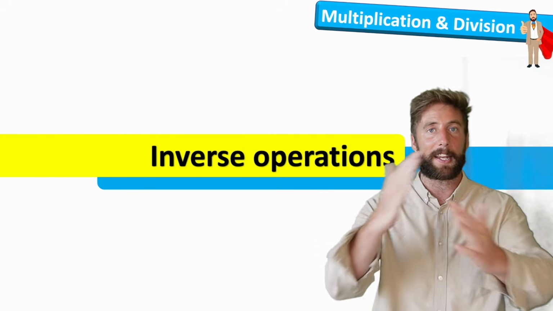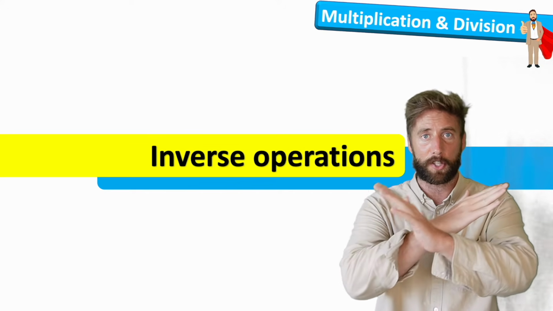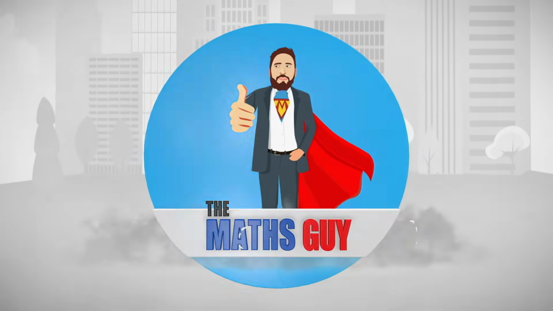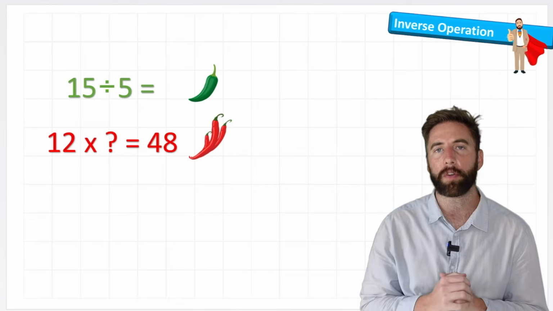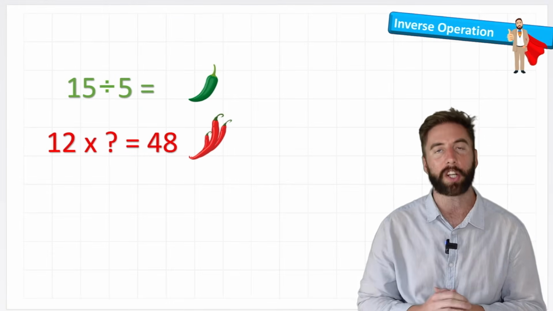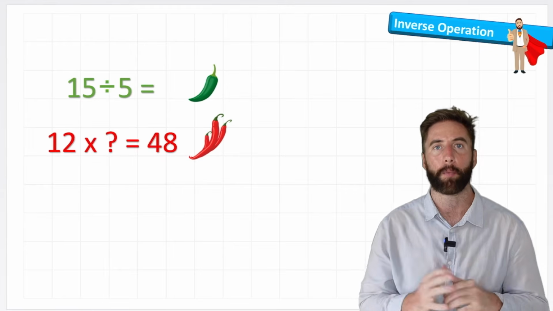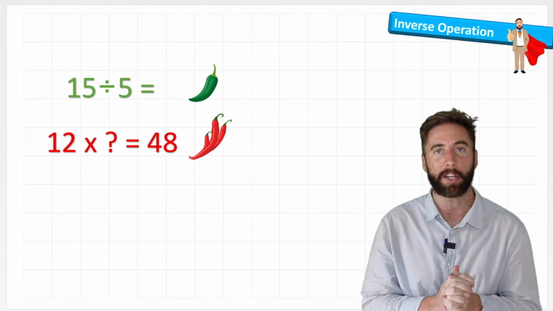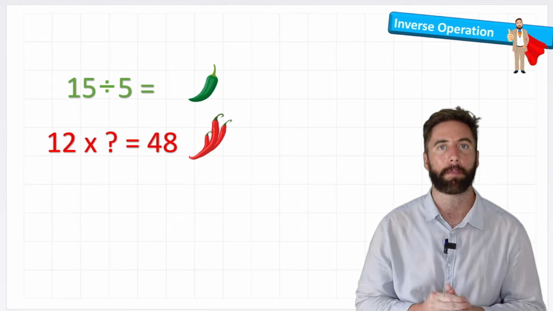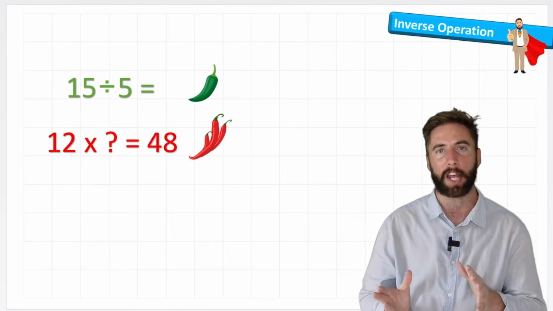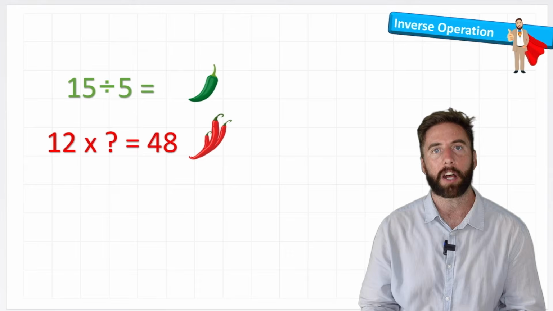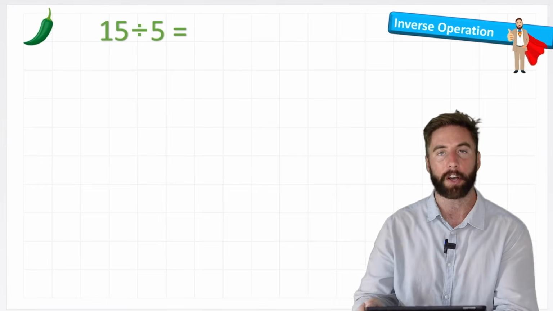Let's see now how they can intertwine and look at the inverse of them. Let's jump into it. Okay, we're going to be looking at two different style of questions here. We've got our green chili challenge, which is just a division question, and we're going to inverse it into a multiplication. And then we've got a missing number problem as well that we're going to see how inverse can help us solve. Okay, so let's start with our green chili challenge, our first question.